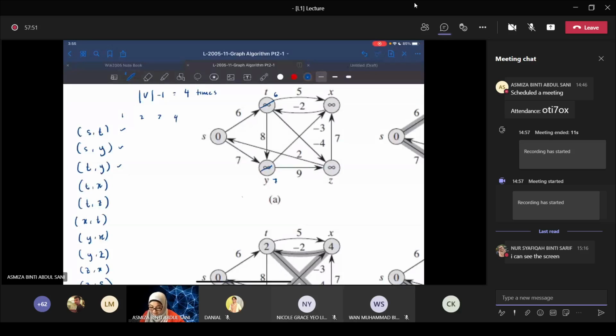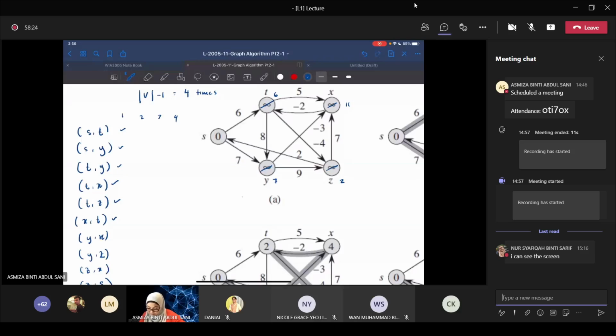So TX, so T 6 plus 5 is 11. Now it's infinity, so we can update this into 11. We look at TZ. So now 6 plus minus 4 instead of infinity, now we can say it's 2. XT, so X to T. Currently X to T is 6, so 11 minus 2 is 9. So 6 is still the shortest distance.